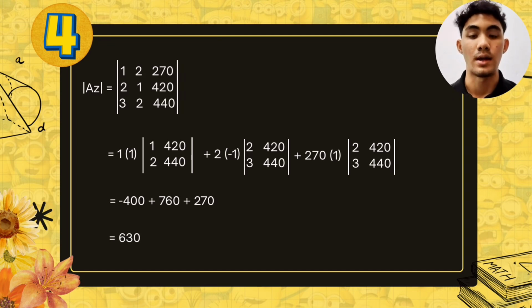Then we expand the determinant using the cofactor expansion along the first row. We multiply each element by its corresponding minor and then apply the correct sign. So the calculation becomes 1 times the first minor, plus 2 times the second minor with a negative sign, and then finally 270 times the third minor. After simplifying all the values, I get the final answer, which is 630. So the determinant of AZ equals 630.